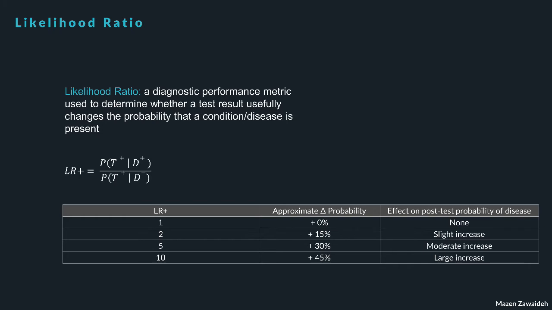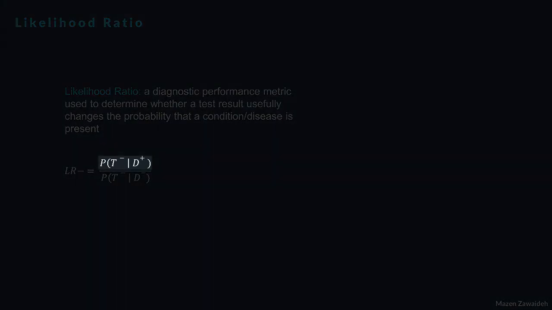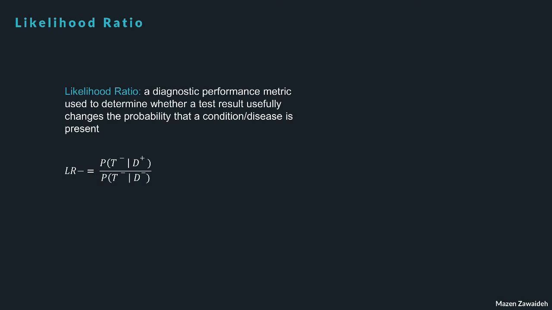Let's now repeat the thought process for the negative likelihood ratio. The negative likelihood ratio is defined as follows. It is the ratio of the probability of the test being negative, given that the disease is present, over the probability of the test being negative, given that the disease is absent. Intuitively, if the denominator is much larger than the numerator, it means that a negative test result is much more likely to have occurred if the disease is in fact absent.